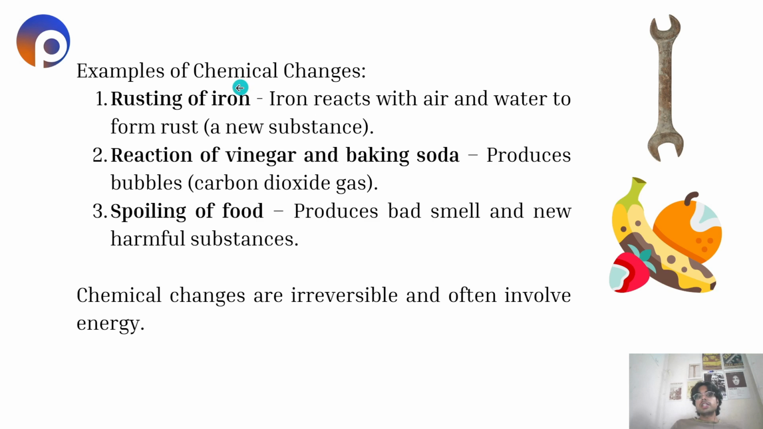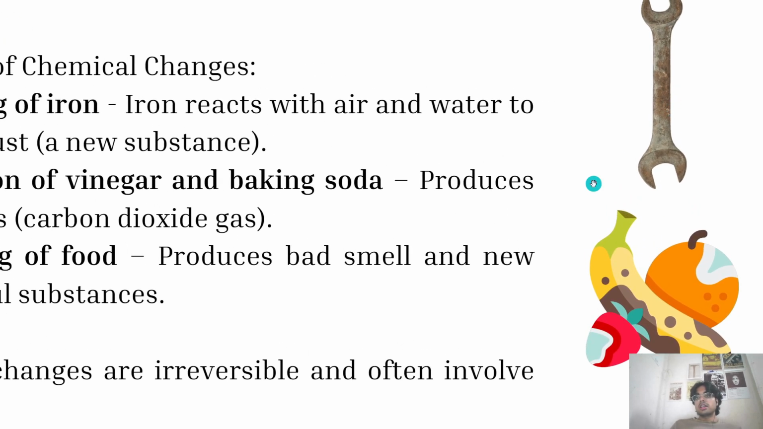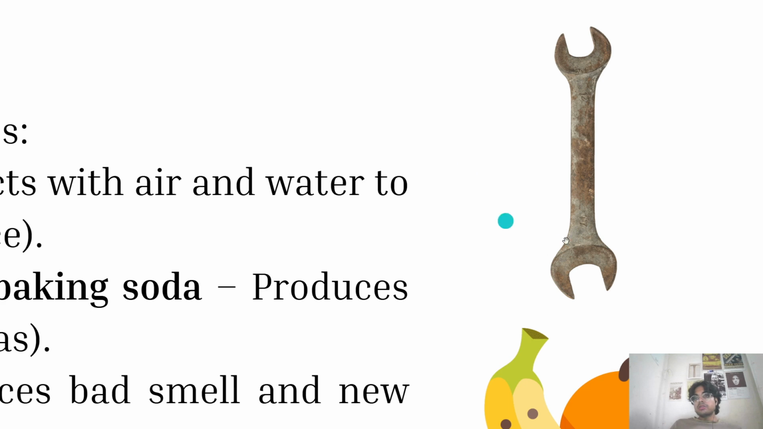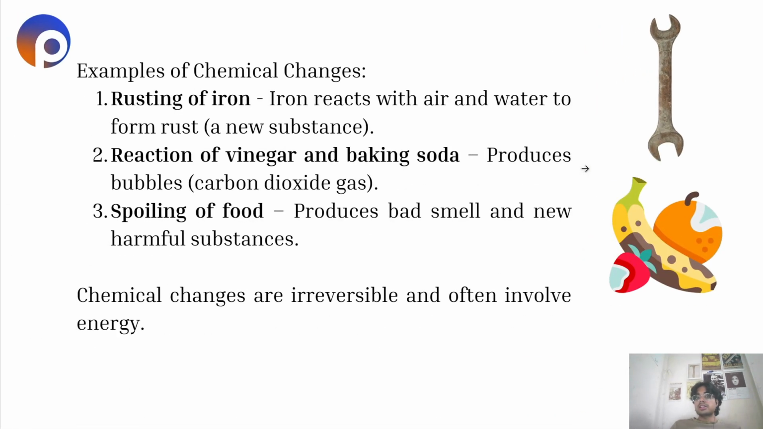Now, here are some examples of chemical changes, such as rusting of iron. Iron, when left in open air, reacts with the air and water to form rust, which is a new substance. Here you can see the picture. So here the iron was left in the open air, and it reacted with water and air and formed rust over it. So this is a new substance, so it is a chemical change. Reaction of vinegar and baking soda.